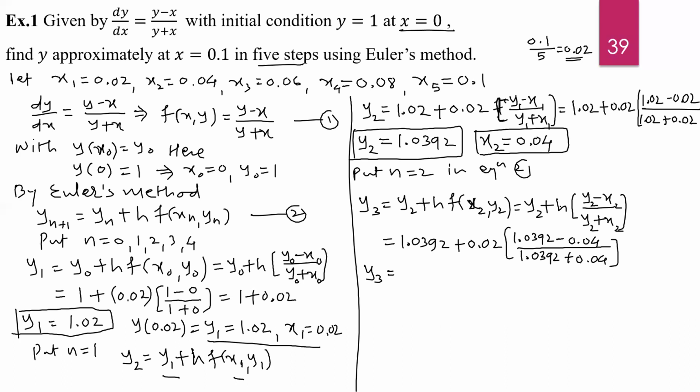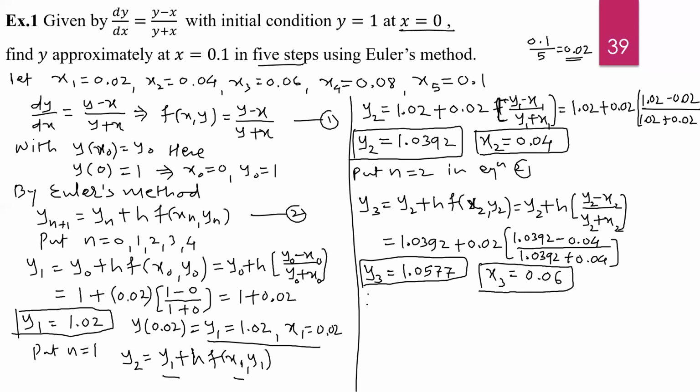Now simplify this value through the calculator. In the calculator you can type the direct program: y plus h in bracket y minus x and y plus x, and press calculate. You just enter the values. So here we get y3 is equal to 1.0577. Now this is the y3 at x3. X3 means 0.06. Now we got the y3 and x3.